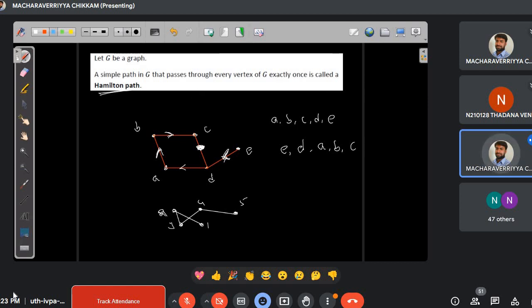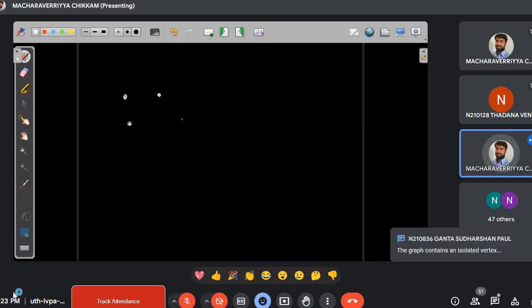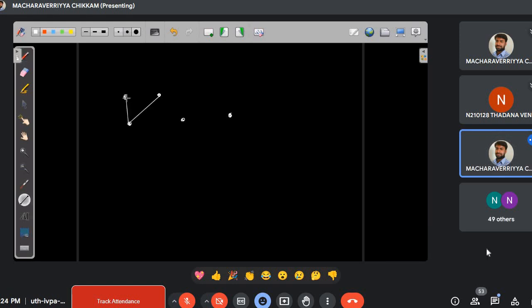Okay. So now I need an example of a graph which does not have a Hamilton path. So let's do one thing. Let me take a graph containing an isolated vertex. Okay. Now what I want to do is take one vertex here, and we'll connect it like this.